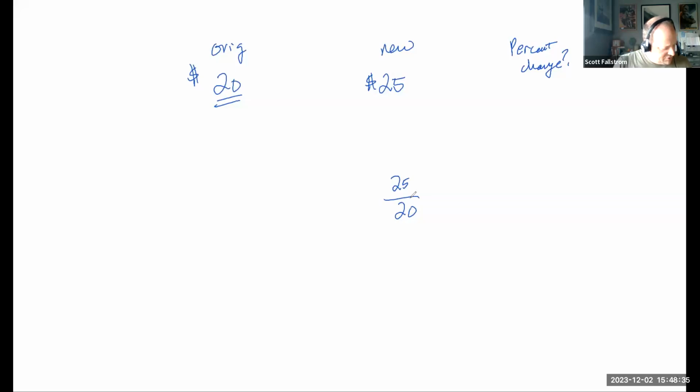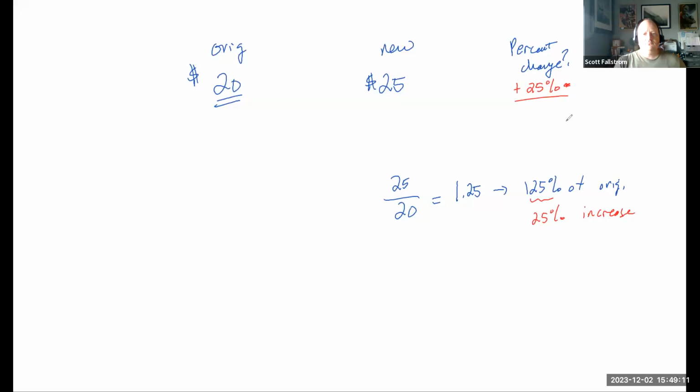25 divided by 20. Now you can tell already 25 is bigger than 20, so the answer had better be bigger than 1. So here we go. 1.25, which is 125% of the original. Now remember, 100% would be my base, and that's where we can come up and say, aha, so that means a 25% increase. And that is what we have. I'll put it down as a plus 25%. Okay, they added 25% on.